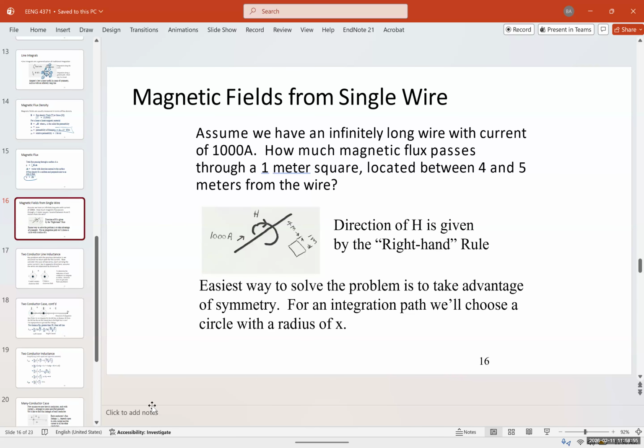Now, assume we have an infinitely long wire with current of 1,000 amps. How much magnetic flux passes through a 1 meter square located between 4 and 5 meters from the wire? Direction of H is given by the right-hand law again. So if the current is going this way, the magnetic flux in this is going inwards, okay? Easiest way to solve the problem is to take advantage of symmetry. For an integration path, we'll choose a circle with a radius of x.